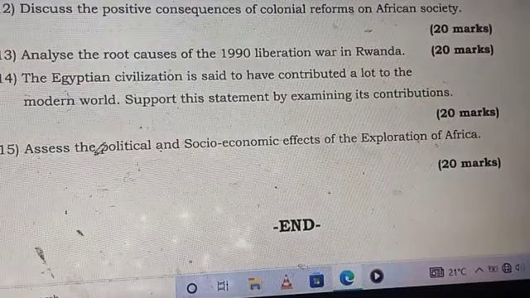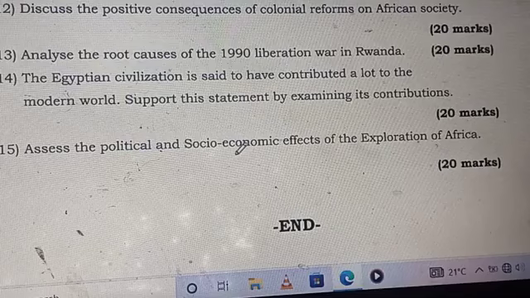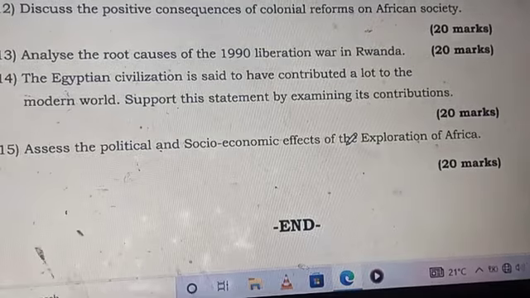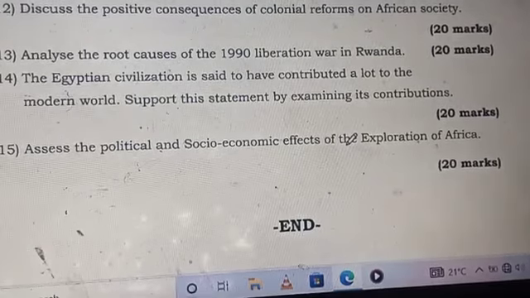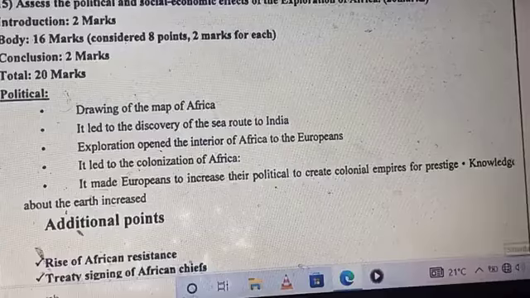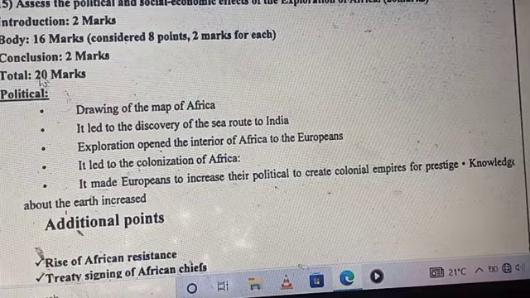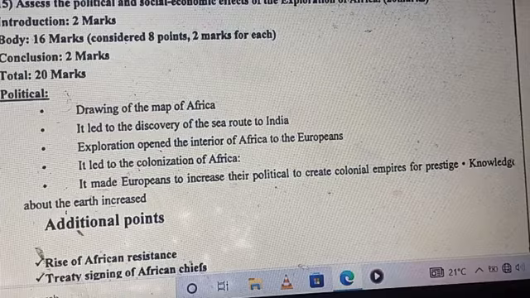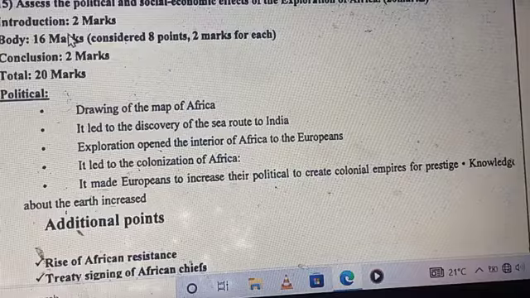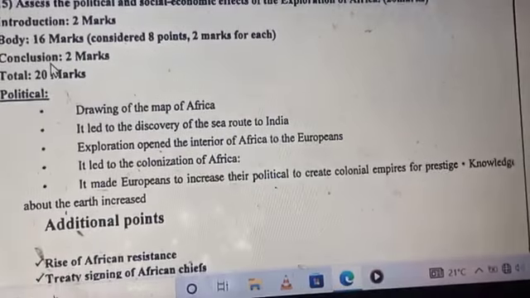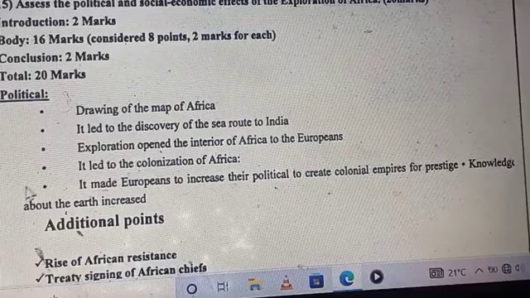Question 15. Assess the political and the socio-economic effects of the exploration of Africa. In this question, you have 20 marks. You must answer this question using 3 parts: introduction, body, and conclusion. Introduction, you have 2 marks. Body, you have 16 marks. Conclusion, we have 2 marks.